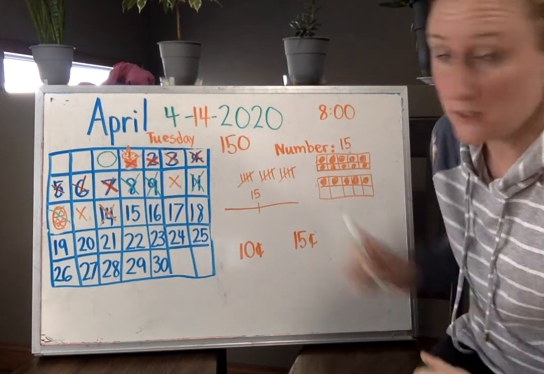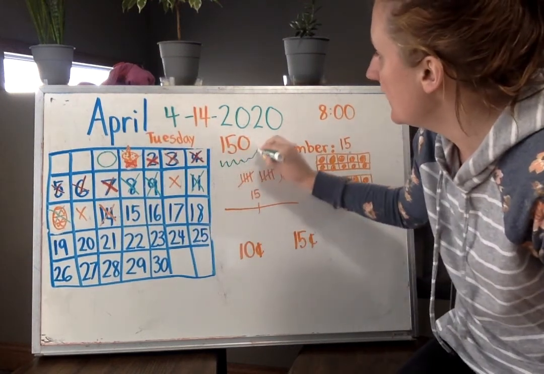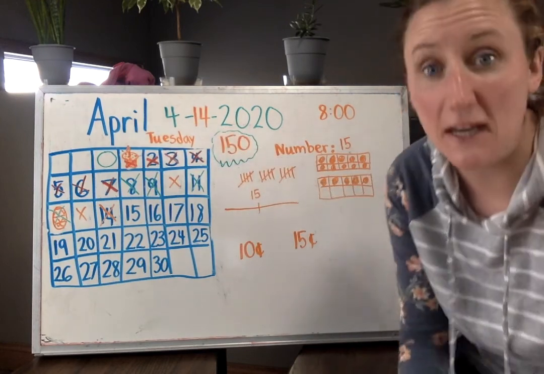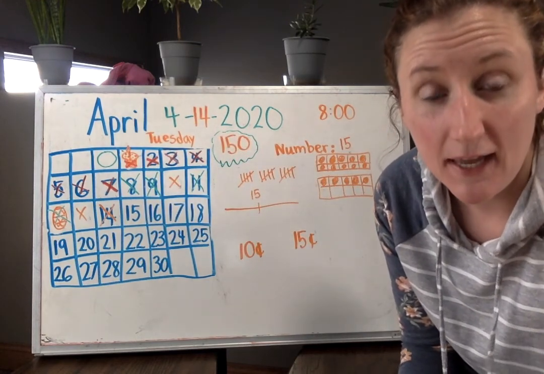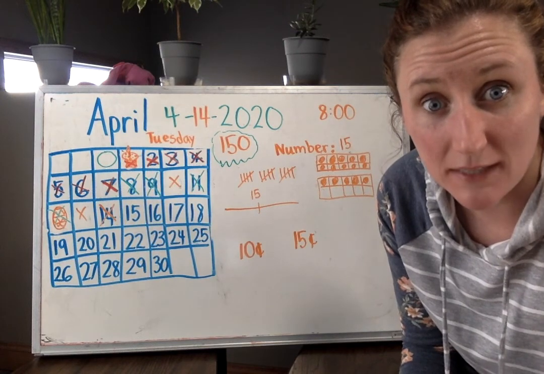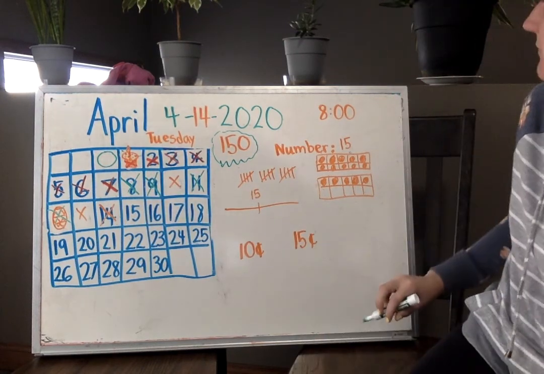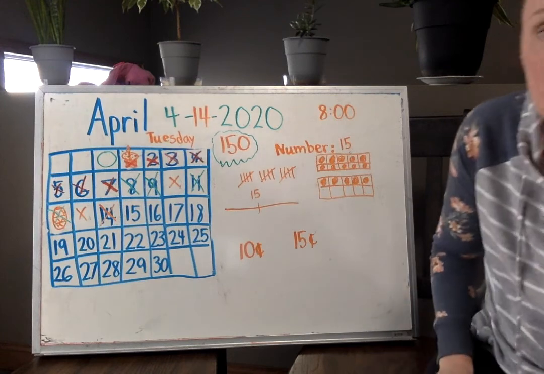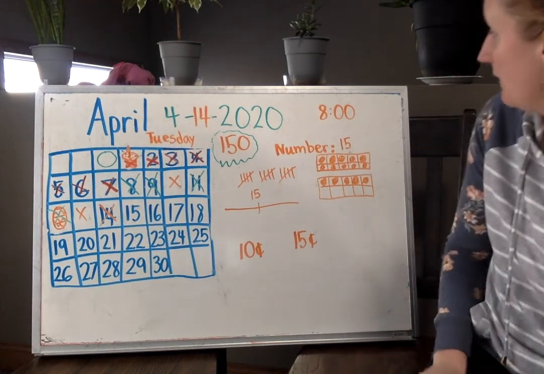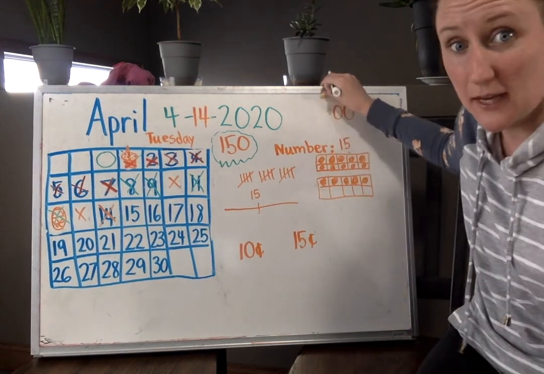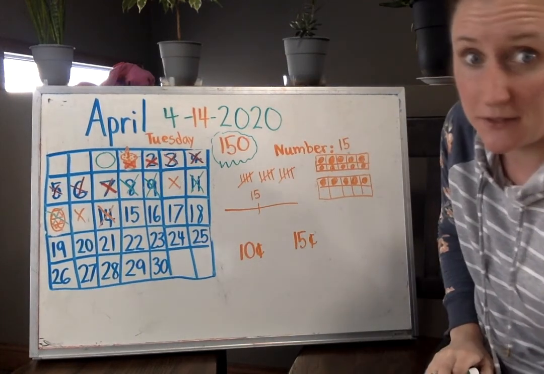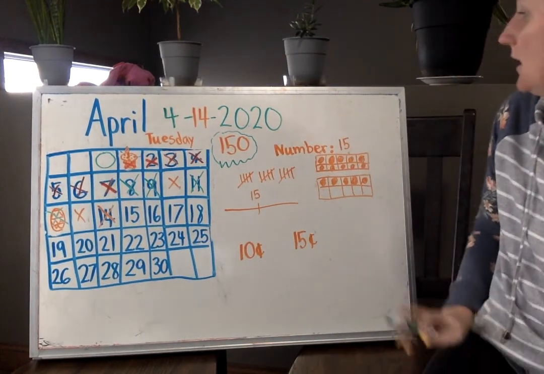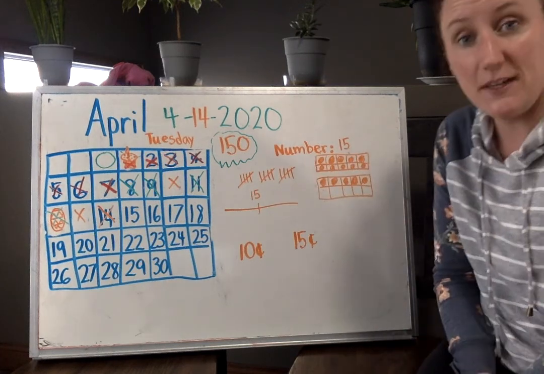And I thought this was really cool. It is the 150th day of school. We have had 150 days of school. That's a big number. We are going to go ahead and skip ahead to the number of the day. We're going to not do time today because I think you're really going to like my new part of calendar time, and it might take a little bit. So the number of the day is 15.